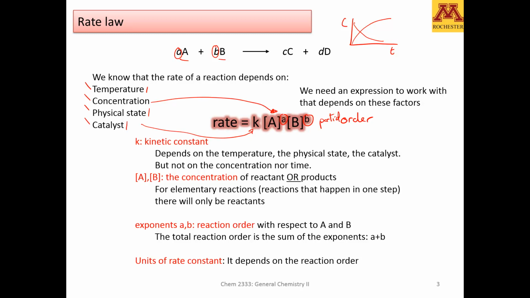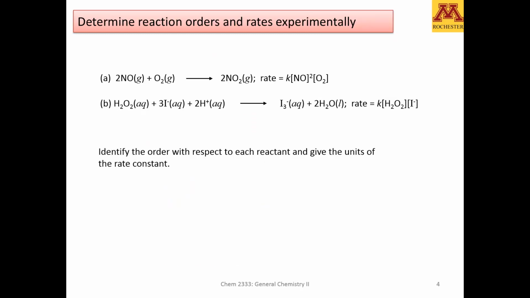We will also talk about partial order. Partial order is the specific order of a specific reactant, and then there is the total order. We have to practice what exactly that means. For example, in this case, we're given two reactions and two rate laws. We are asked to provide the order with respect to each reactant and the overall order, as well as the units of the rate constant.